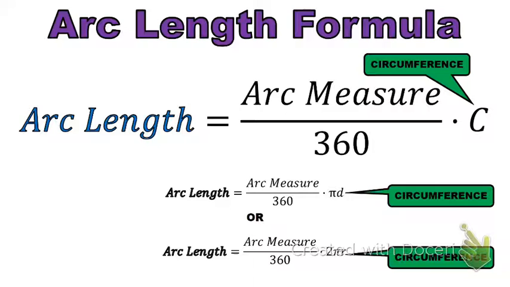The arc length formula is arc length equals arc measure over 360 multiplied by the circumference. So depending on whether you know the diameter or the radius, you could be using the formula arc length equals arc measure over 360 times pi times diameter, or you could be using the formula arc length equals arc measure over 360 times 2 times pi times the radius.